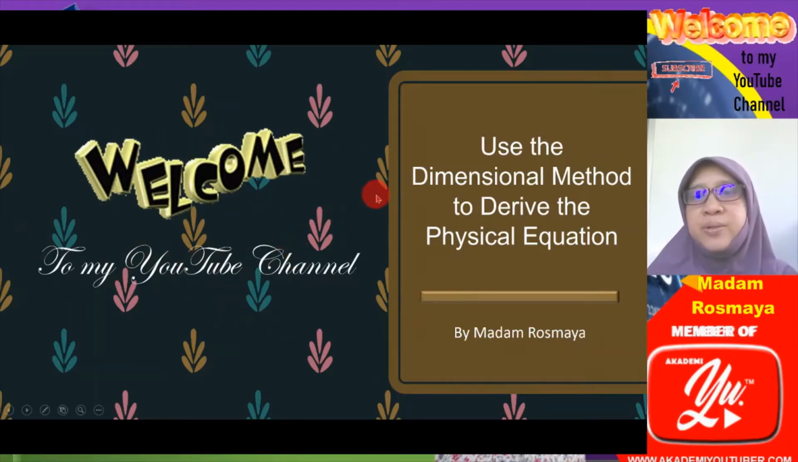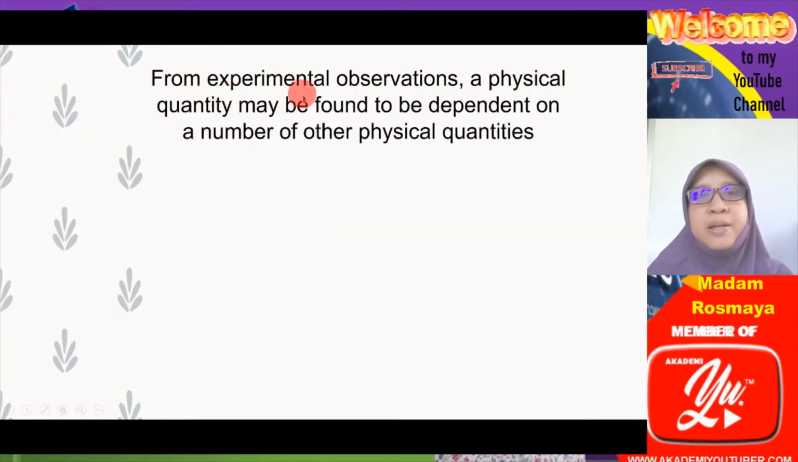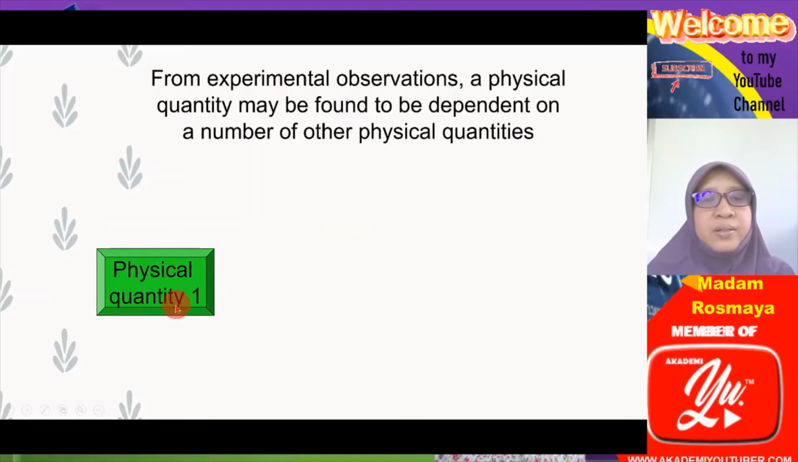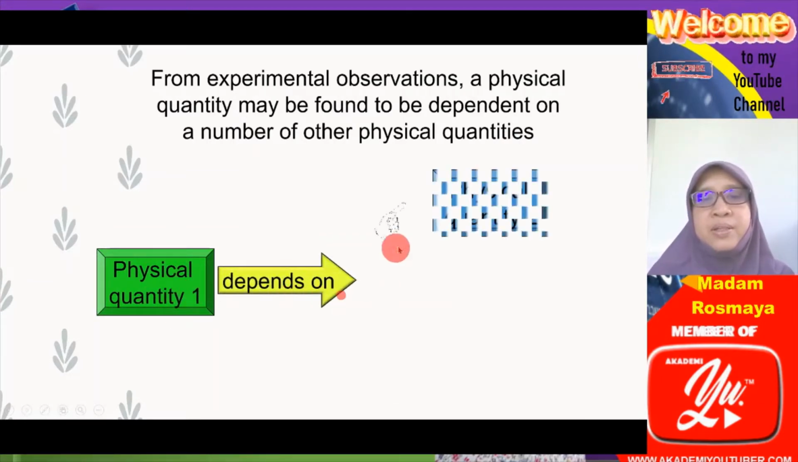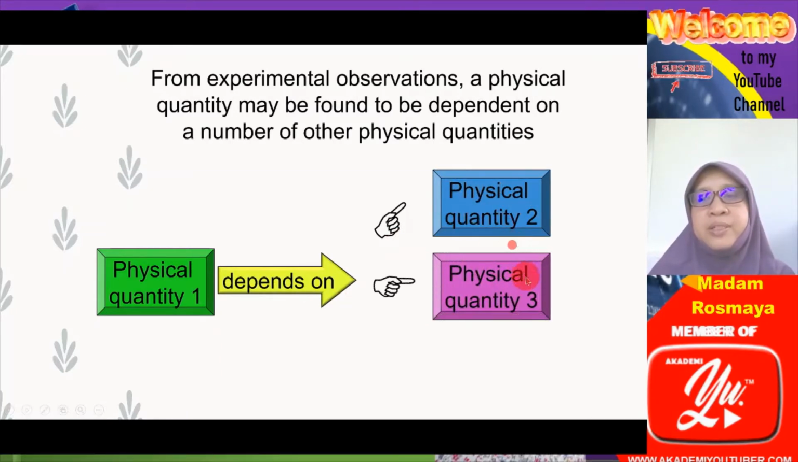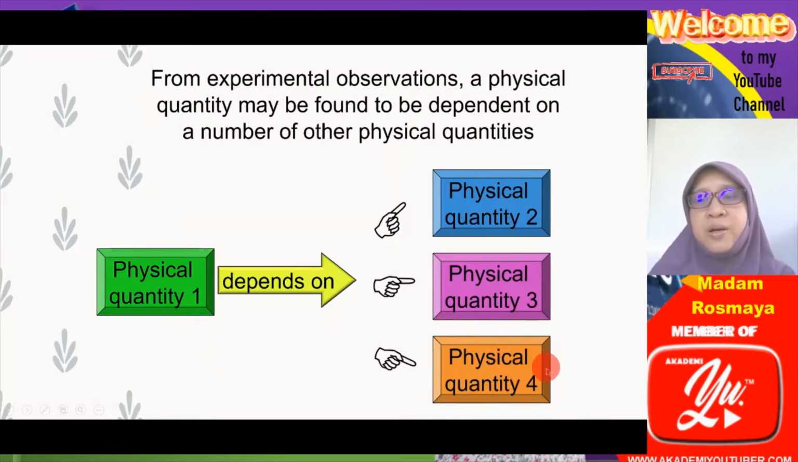So in this video, we are going to use the dimensional method to derive the physical equation. From experimental observations, a physical quantity may be found to be dependent on a number of other physical quantities. Example, physical quantity 1 may depend on physical quantity 2, or physical quantity 3, or physical quantity 4, or more. So it may depend on more than one physical quantity.